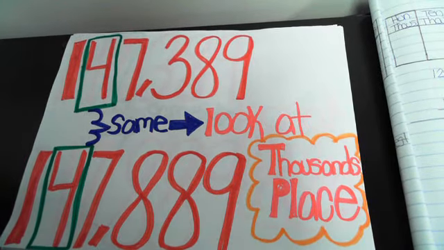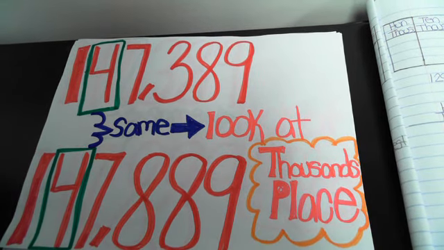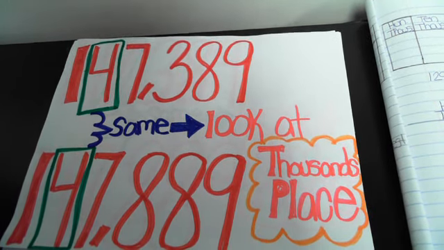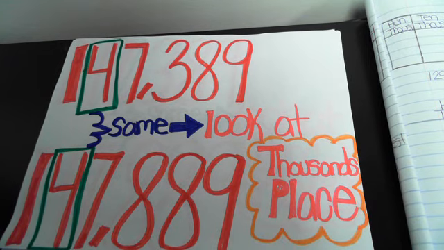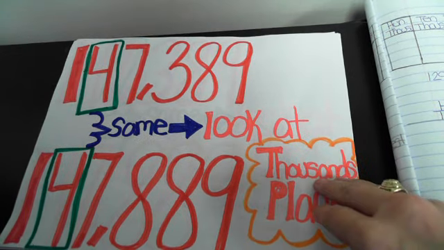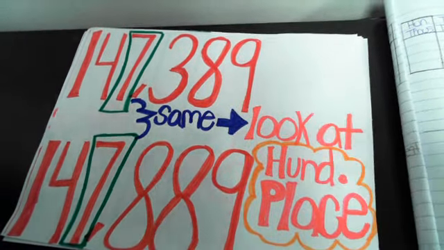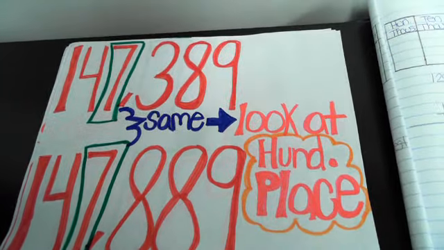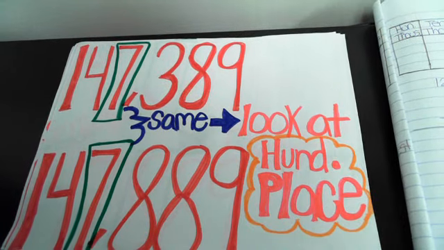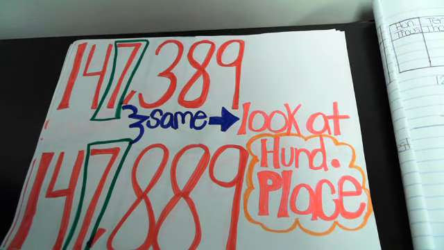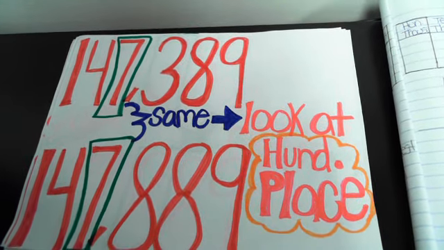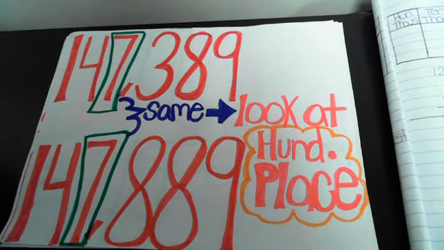And once again, the digits are the same. So since they're the same, Miss Attville, where do we need to go? Now we move to the right to the thousands place, the next greatest place value. And look what we have. We have the same digit of a 7, which means we need to keep going until the digits become different. So since the digits are the same, we need to look at our hundreds place.